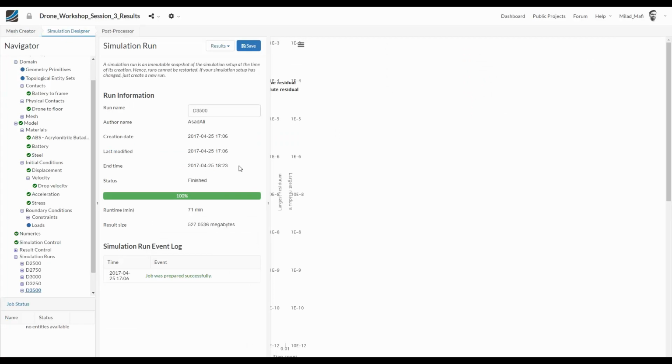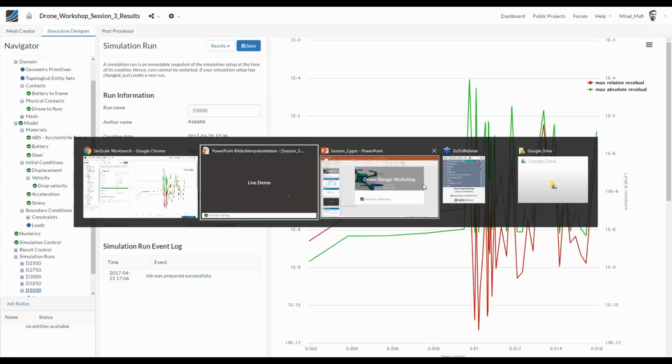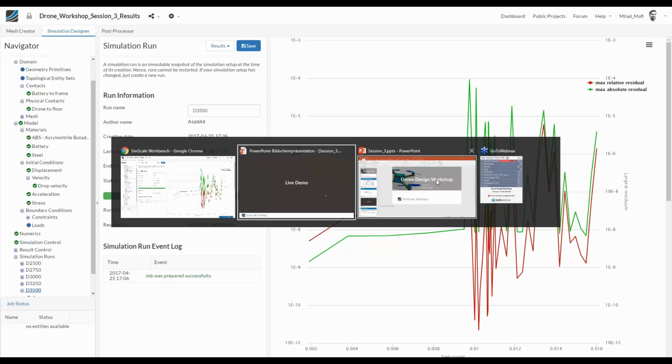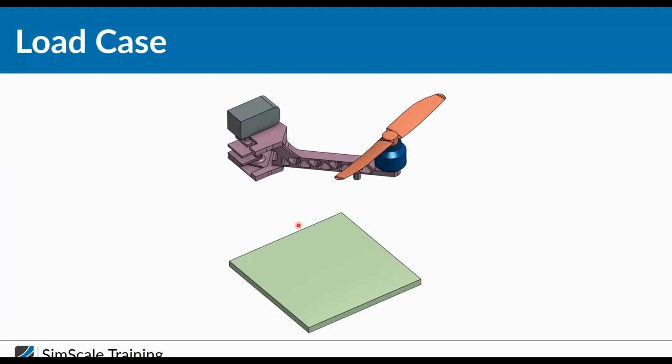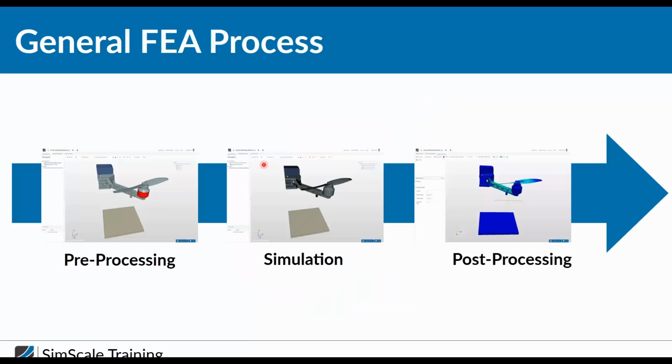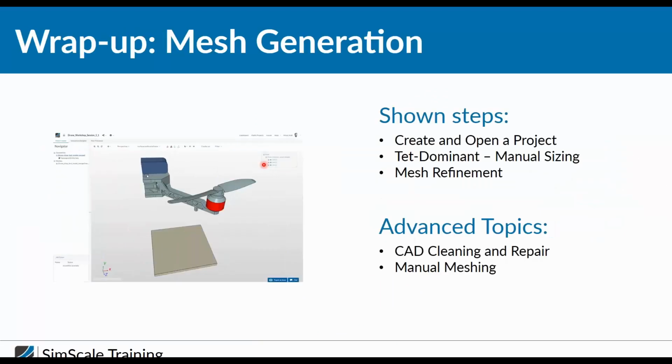But first of all, let's do a quick wrap up. So this is the simulation we're going to do today. By the way, we will simulate a drop test of a drone, as I mentioned. And yes, we are in pre-processing, and I showed you the first steps: to create and open a project, to import the geometry from Onshape, to create a new tet dominant mesh, and add some refinements.